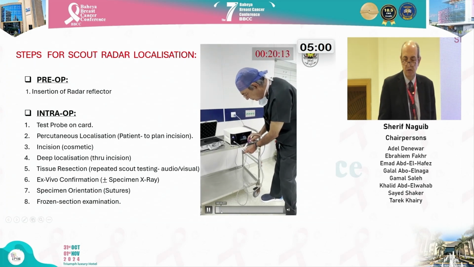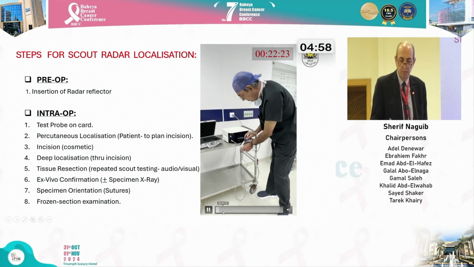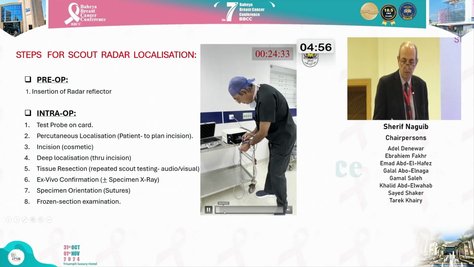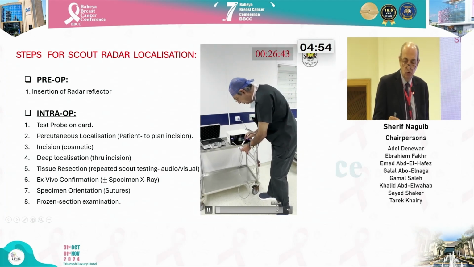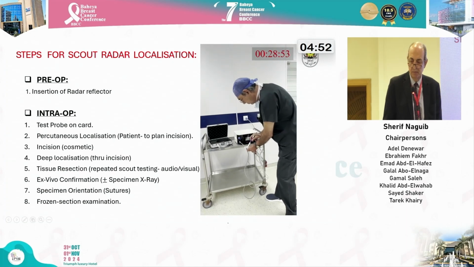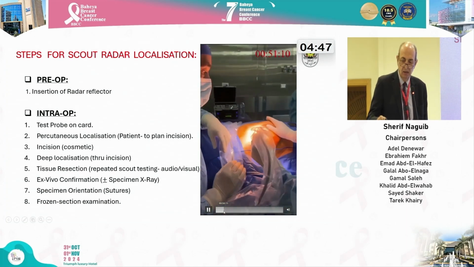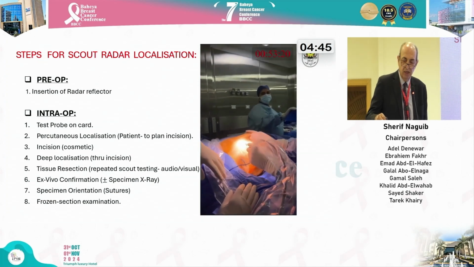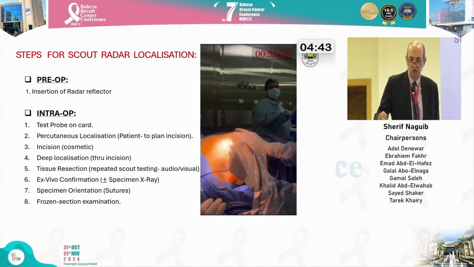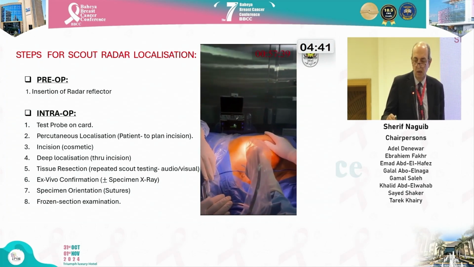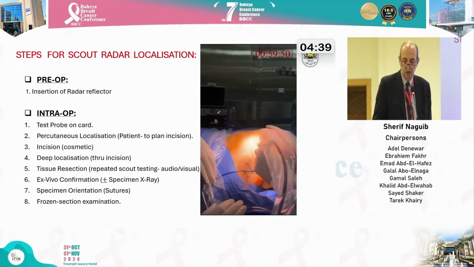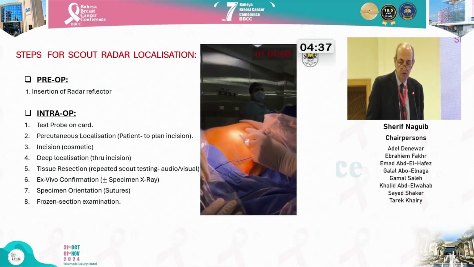This is the first step, which is to test the probe on a card that comes with the system, just to make sure that your system is working. And you can see there is a screen on the console which shows you the distance between the probe and the reflector. It shows here 9 millimeters.